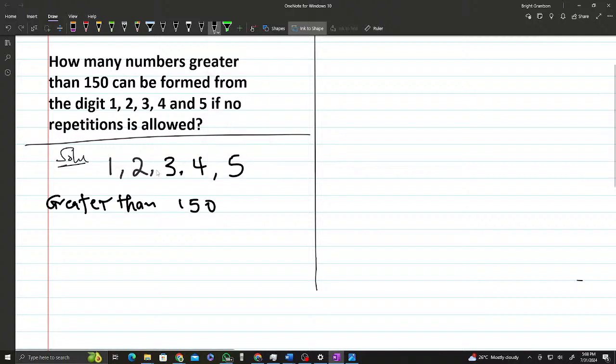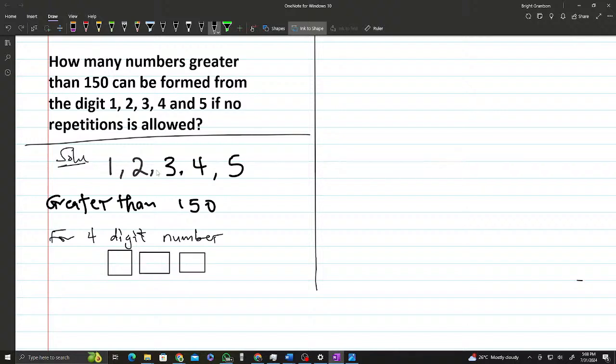So if I want a 4-digit number, how many boxes do we have? 1, 2, 3, 4. I want a 4-digit number from this, because a 4-digit number and a 5-digit number are also greater than 150. And they say no repetitions.